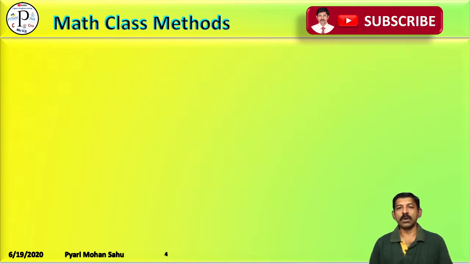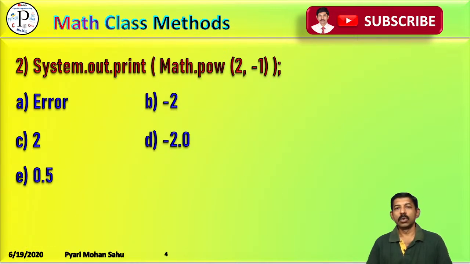Next point is in front of you. Next question. 2 to the power minus 1. Let me see how many of you can give the right answer. Good evening, Ayusman. 2 to the power minus 1. 2e. Option E is 0.5. Yes, 0.5.